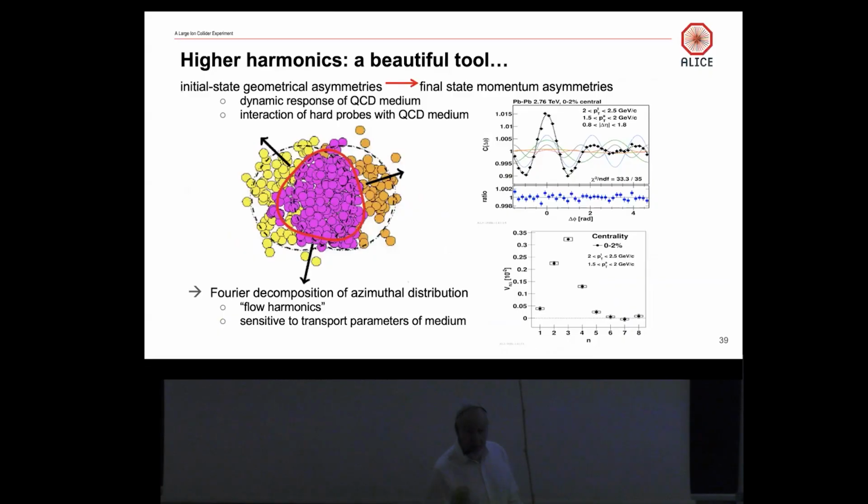Now, another thing that happens at the LHC is that there is a very large multiplicity of particles produced. So one can do not only v2 but also v3, v4. Here there is an early example where one gets up to v8, but now we can go even higher than that.